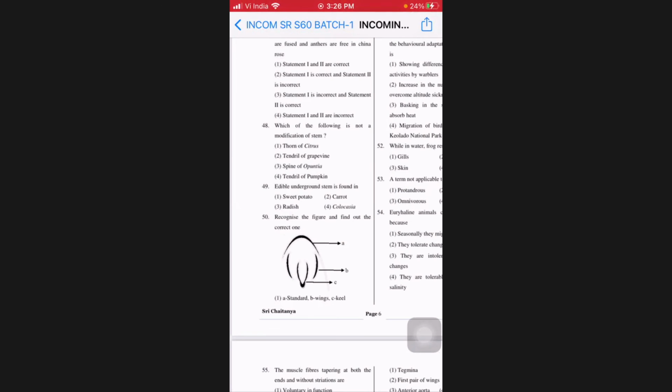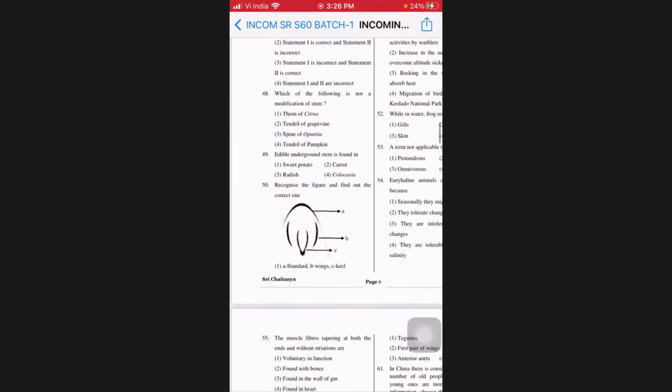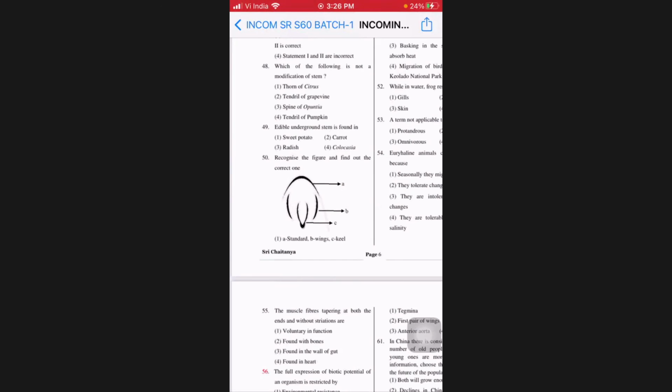49th. Edible underground stem is found in... Colocasia corm. Sweet potato was tuberous root. Carrot also was tuberous root. Radish was tuberous root. Colocasia was a corm, an underground modified stem, a vertically growing underground storage stem.